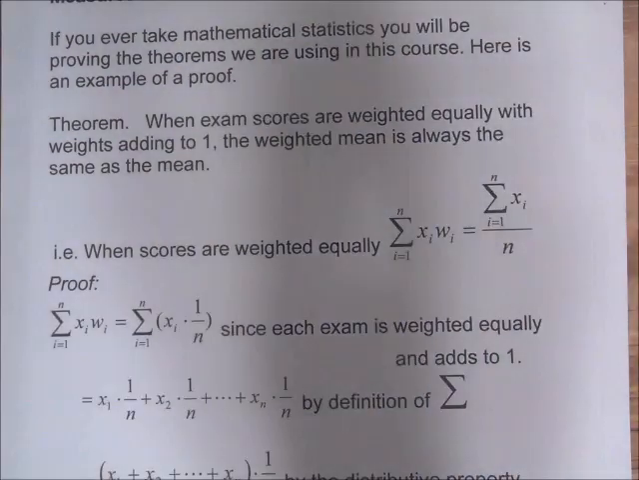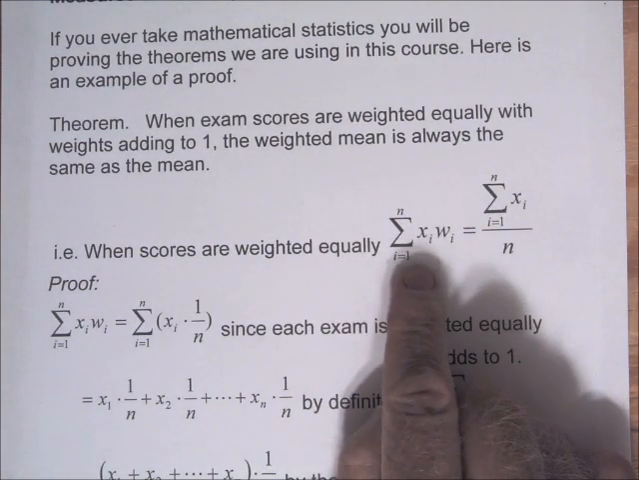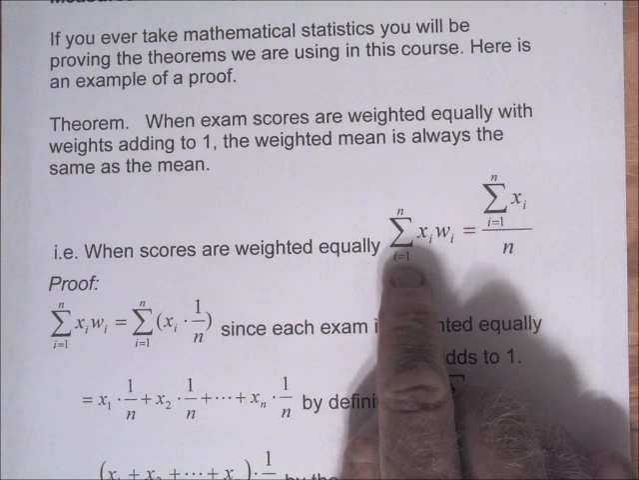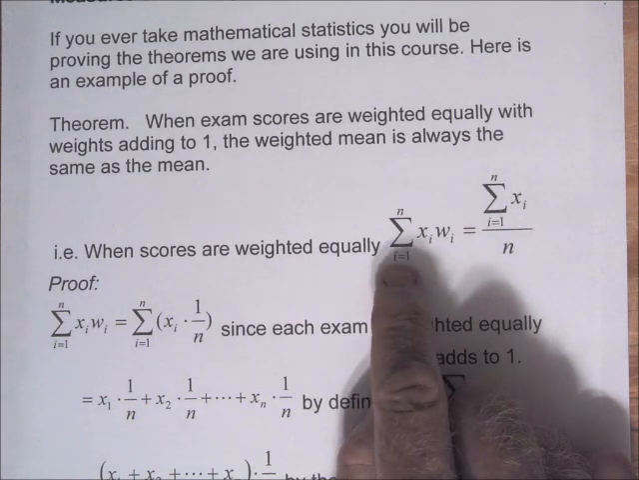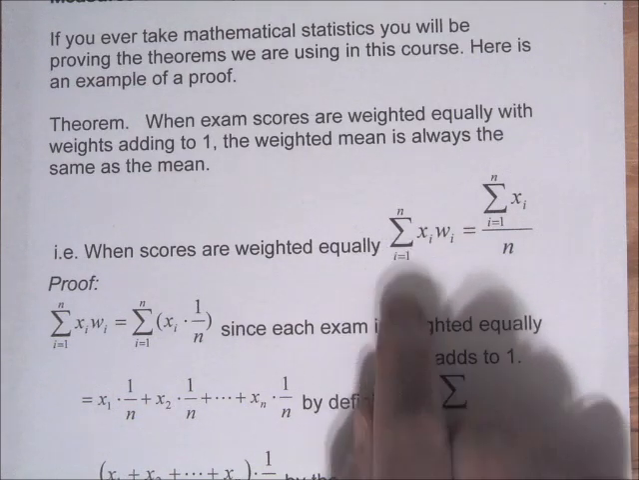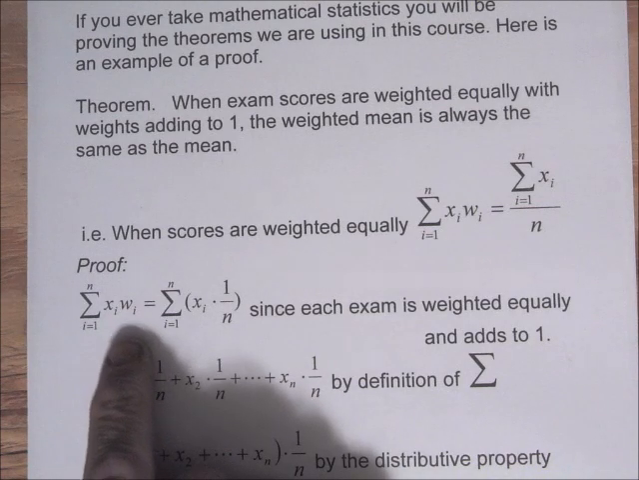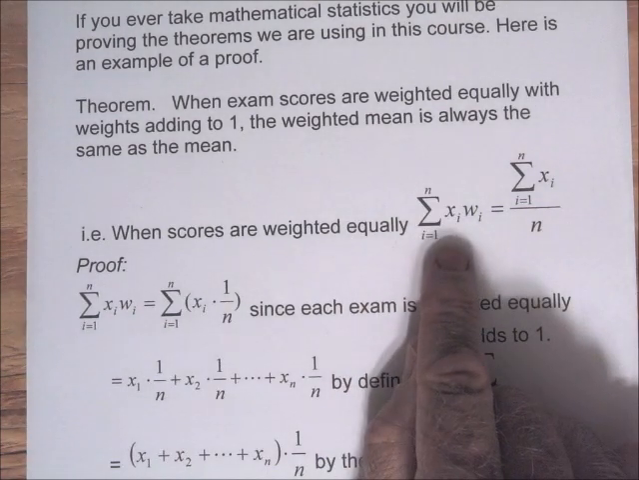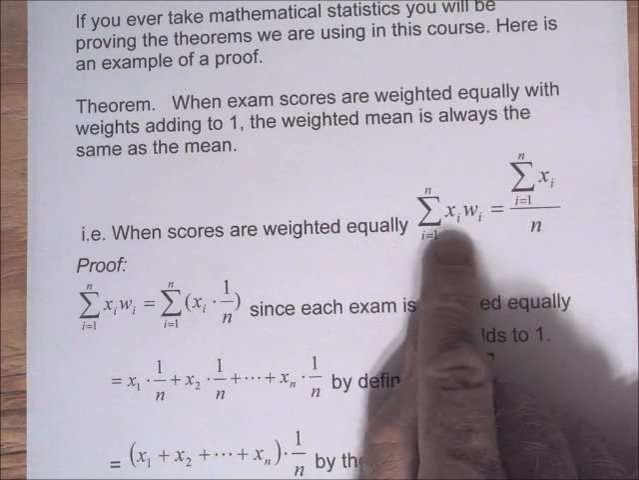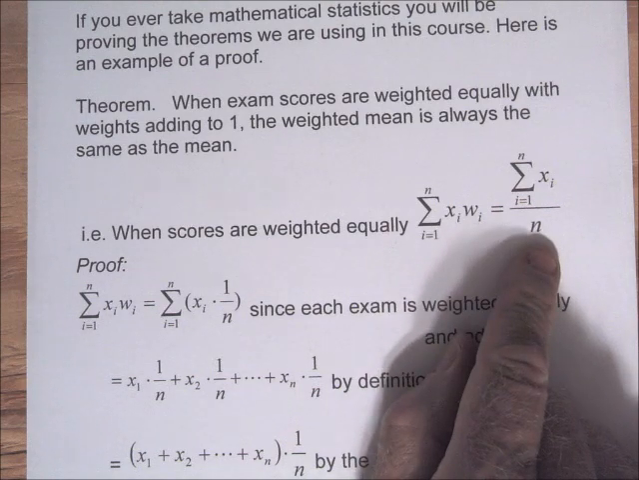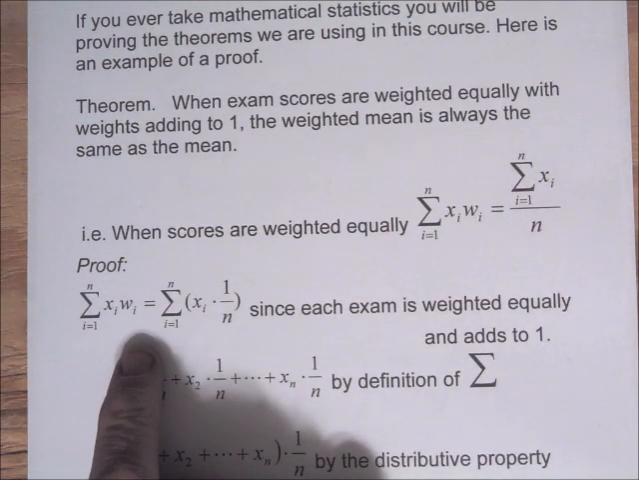I could have used i or k. I happen to use i here, but the index, i, is what's called the index, and it doesn't matter if we have an i or a k there. Usually when you do a proof, you start with the left side and try to manipulate it until you get to the right side, and it comes out to be the right side.